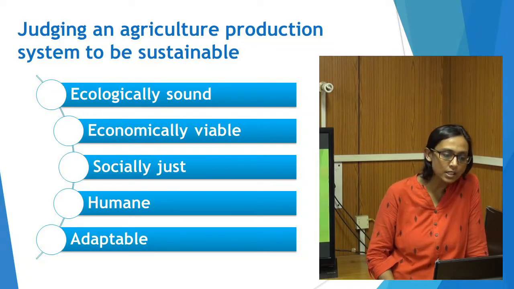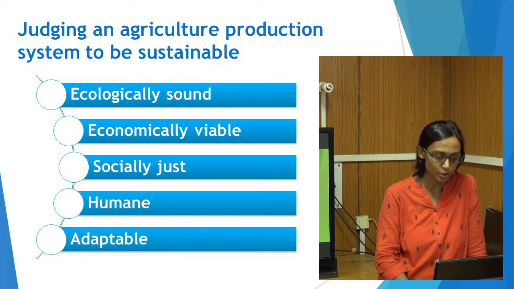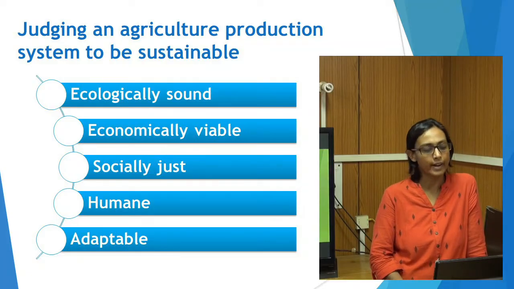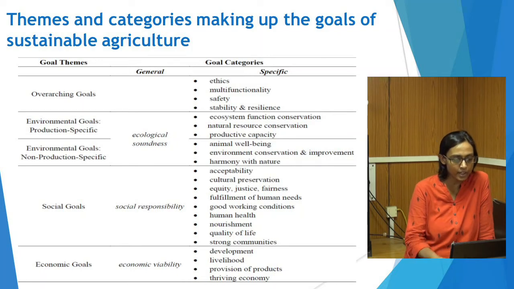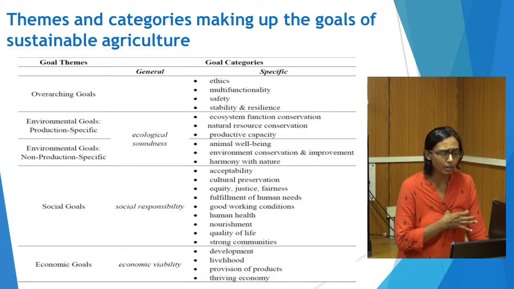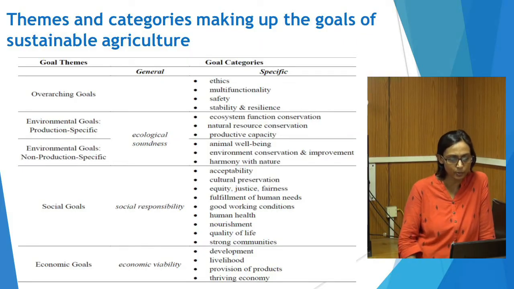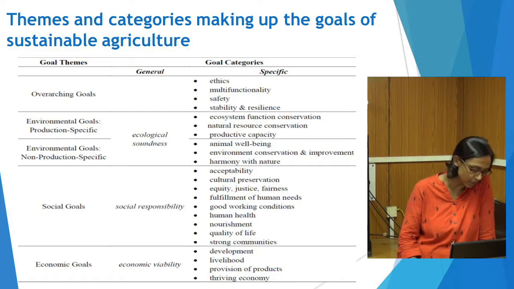The methods of judging an agriculture production system to be sustainable is actually the goals of sustainable agriculture: to be ecologically sound, economically viable, socially just, humane and adaptable. And to achieve those goals, we have to be specific in the goal categories and how to reach them. Like, to achieve ecological soundness, we should focus on ecosystem function conservation, natural resource conservation and production capacity, whole well-being of animals and humans, environmental conservation and improvement, and harmony with nature.